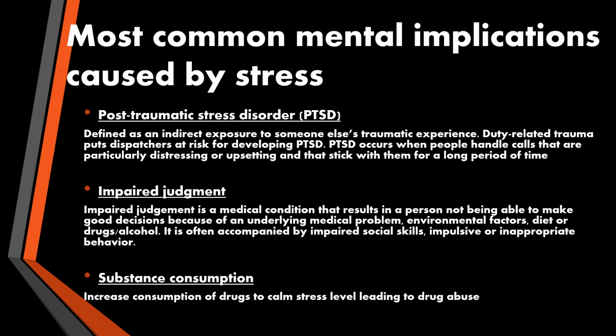Impaired judgment. Impaired judgment is a medical condition that results in a person not being able to make good decisions because of an underlying medical problem, environmental factor, diet, or use of drugs and alcohol. It is often accompanied by impaired social skills, impulsive or inappropriate behavior. Substance consumption. Increasing consumption of drugs to calm the stress level, leading to drug abuse.